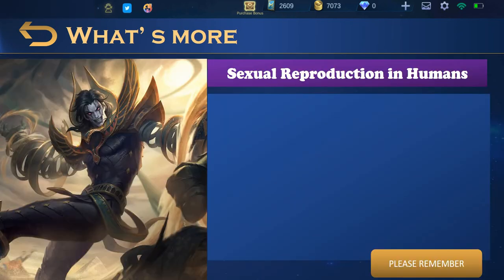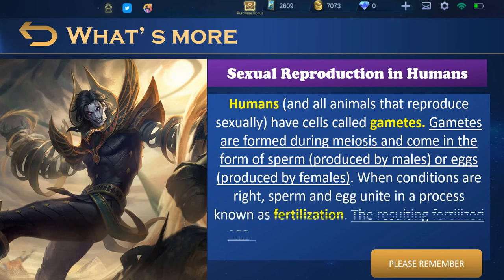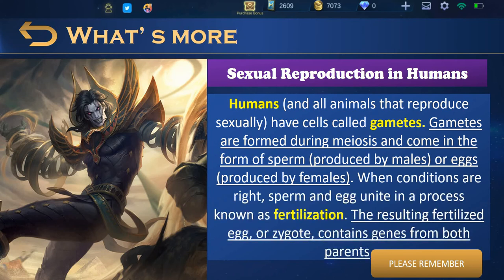So what's more? Let's talk about sexual reproduction in humans. Humans and all animals that reproduce sexually have cells called gametes. Gametes are formed during meiosis and come in the form of sperm produced by males or eggs produced by females. When conditions are right, sperm and egg unite in a process known as fertilisation. The resulting fertilized egg or zygote contains genes from both parents.